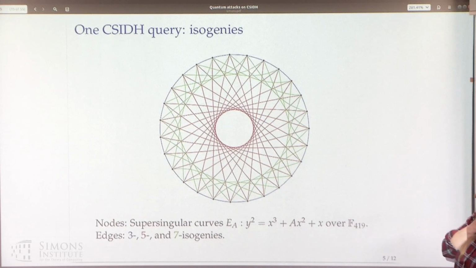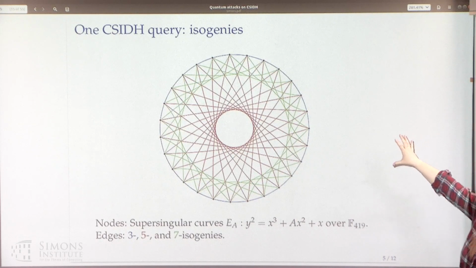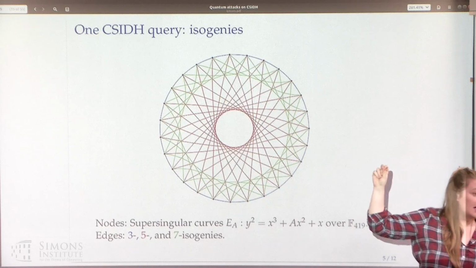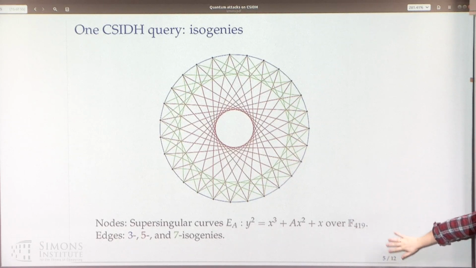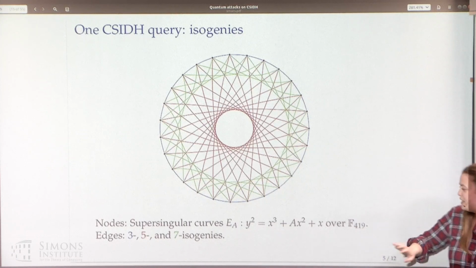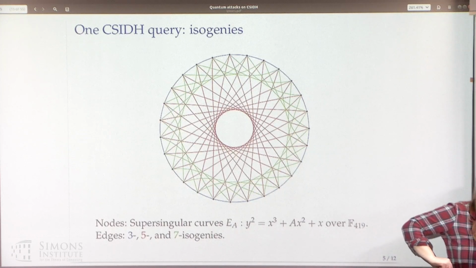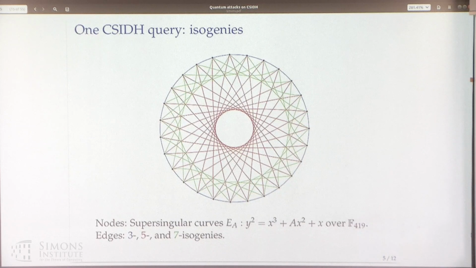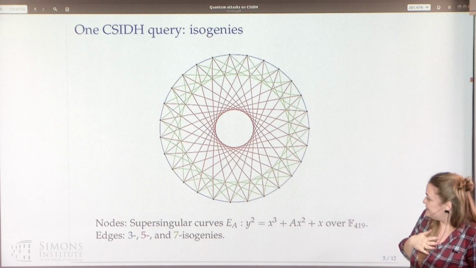So here's the picture I had before. Remember, the high-level overview is that your secret key is a path in this graph, and your public key is the endpoints of that path. And here on the slide, this is definitely a toy example. Here my prime is 419 rather than 2 to the 512 bits. So what is this example?